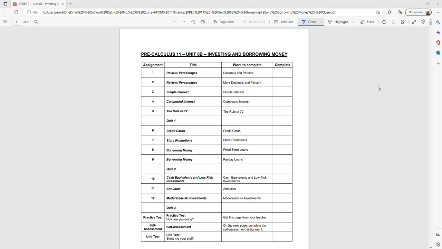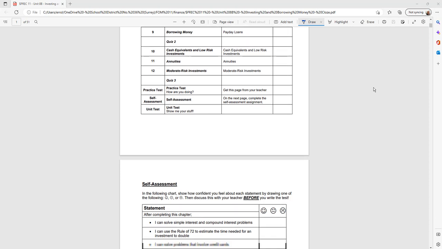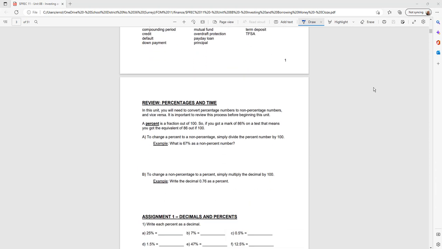Alright, so this is the Pre-Calculus 11 Investing and Borrowing Money booklet. We'll just do lesson 1 and 2 combined. And so let's begin. It says here, in this unit we'll need to convert percentage numbers to non-percentage numbers and vice versa. It's important to review this process before the beginning of this unit.